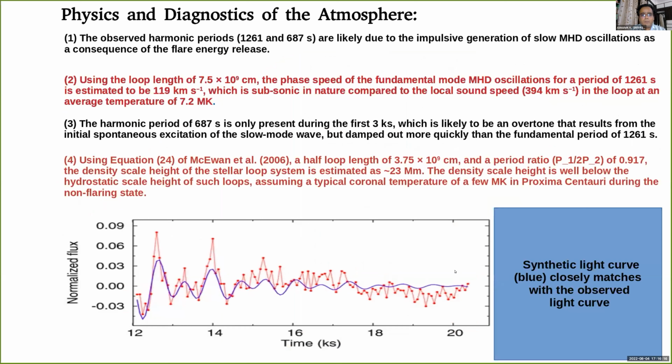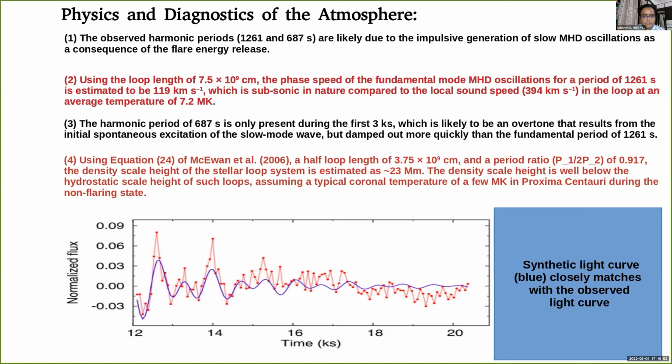What diagnostics have we made using the solar analog here? The first point is that these two periods are likely due to the impulsive generation of slow MSD oscillations as a consequence of the flare energy release, especially in the decay part of the flare, while the post-flare loops evolve. Using a loop length of 7.5 × 10^9 centimeter, which is very close to the solar loop length, we used the model, the volumetric emission measure and other parameters derived for these flares.